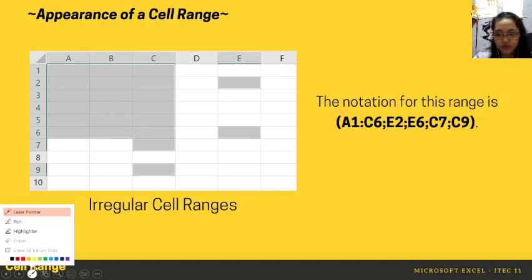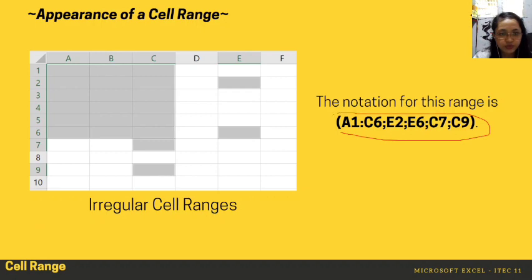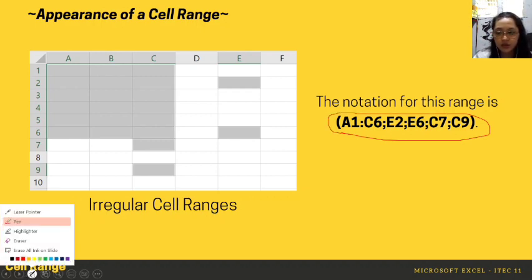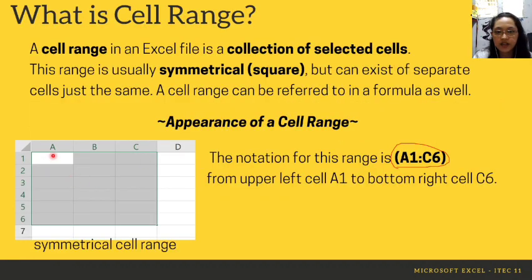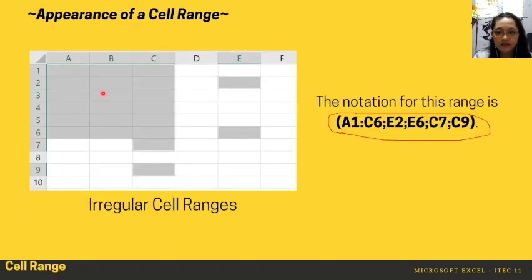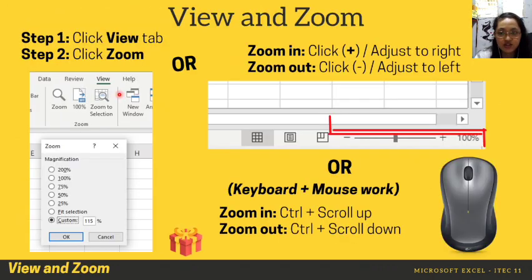So let me circle this one. So in this notation, whatever you highlight will be put in this notation here. So that is an example of cell range. We can have the regular or the symmetrical cell range, and we have the irregular cell ranges.